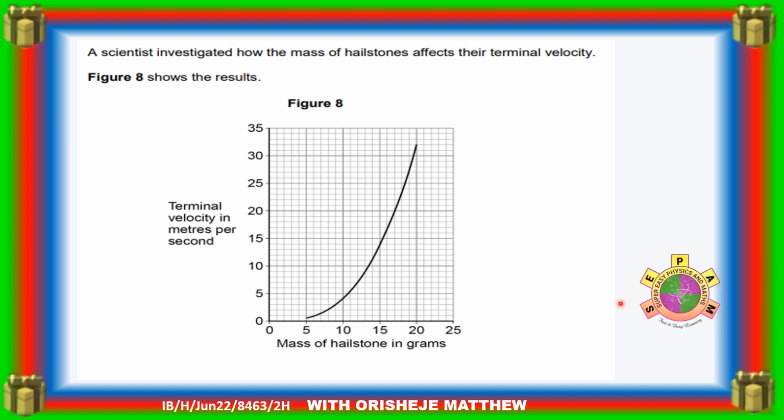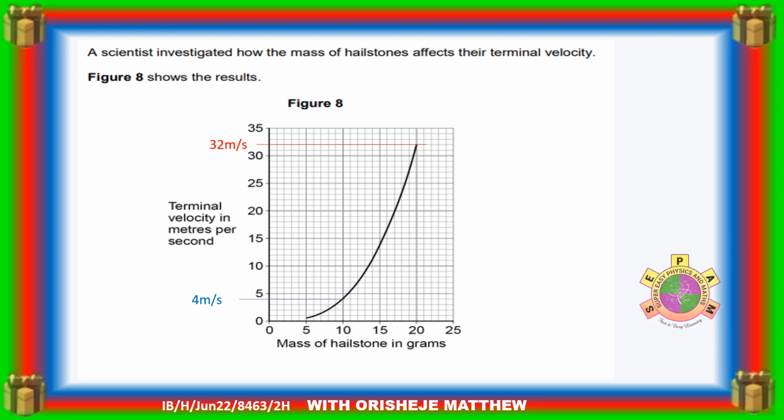Now, scientists investigate how the mass of hailstones affects their terminal velocity. So we look at this. We have the various masses, and then you have the terminal velocity. For example, if you look at a 10-gram hailstone, what is the velocity? That is 4 meters per second. Then when the hailstone is 20 grams, the velocity becomes 32 meters per second. So this graph tells you the terminal velocity for different masses of hailstone.